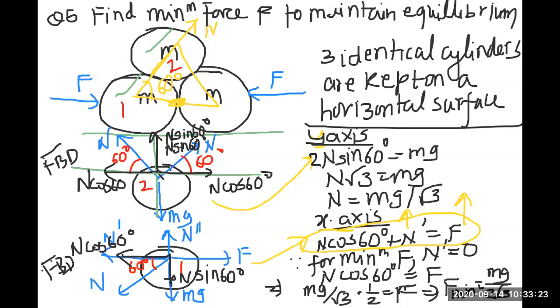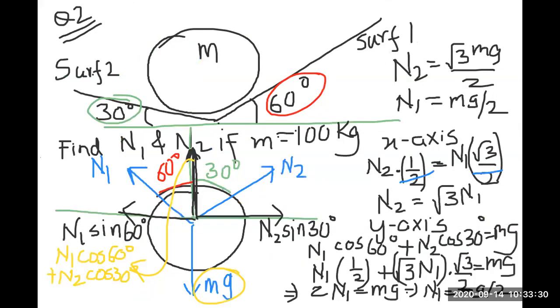So before I leave, one more thing I want to show you here, for question number 2. Instead of choosing the horizontal vertical axis, let me just redraw the diagram. ये N2 है, ये N1 है, और ये Mg.